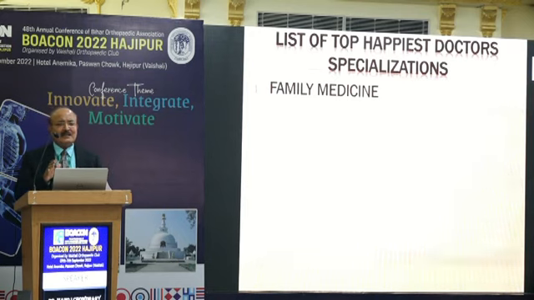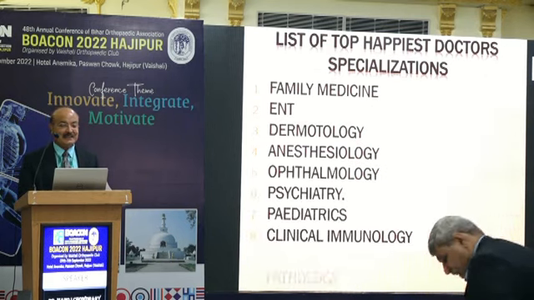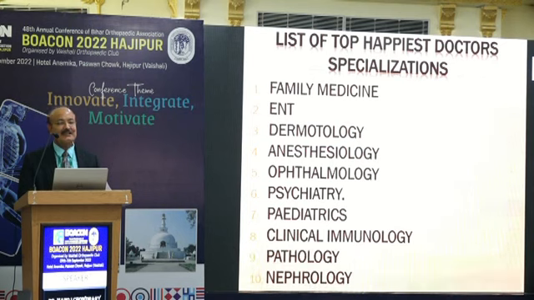If we prepare a list of happiest doctors and their specialization, there will be family medicine, ENT, dermatology, anesthesiology, ophthalmology, psychiatry, pediatrics, clinical immunology, pathology, nephrology, but no orthopedics. You will not find orthopedics in this. So we are stressed.